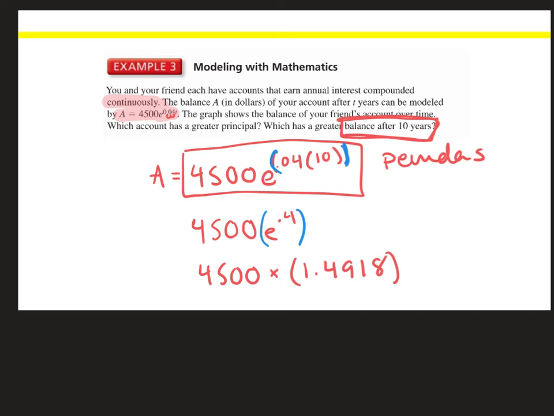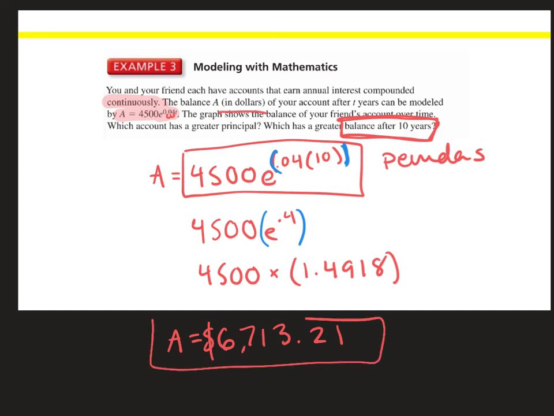And then we multiply these two together. So what do you guys get? Anybody do it? Perfect. 6,713.21. And since we're dealing with money, we just round to 2 decimal places. So anytime you're dealing with money, you always want to round to 2 decimal places because we're just talking about cents.